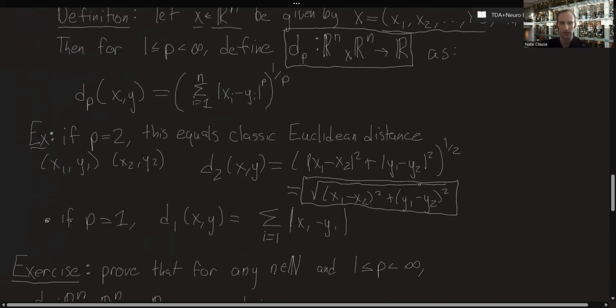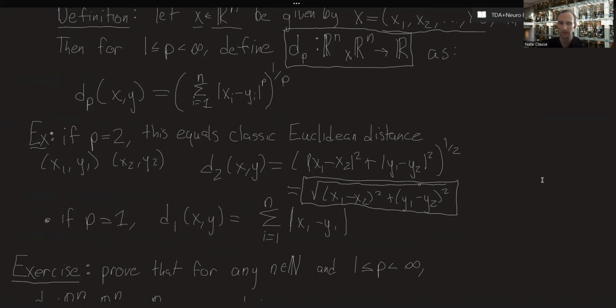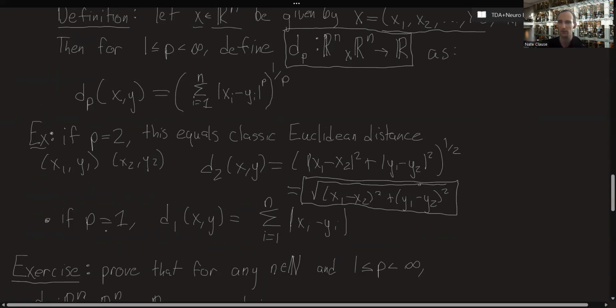Another example, if p equals 1, then the 1 Minkowski distance is just the sum across all coordinates of the absolute value of the difference in the coordinate. So what we did in example number 1 with distance between points on the real line, well, that's just a special case of Minkowski distance with n equals 1 and p equals 1.